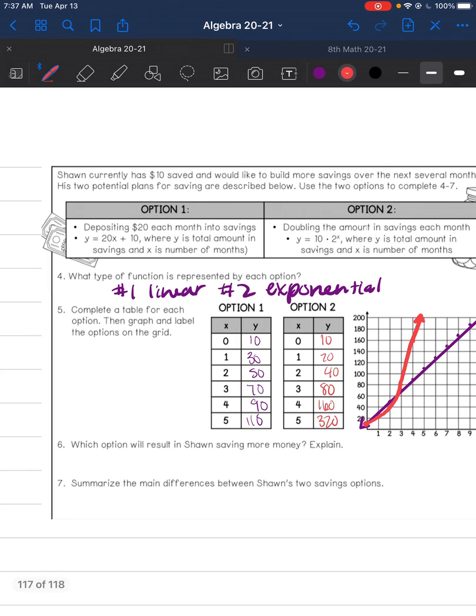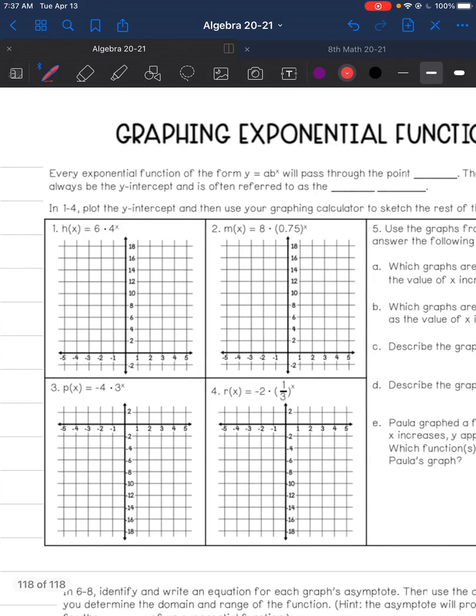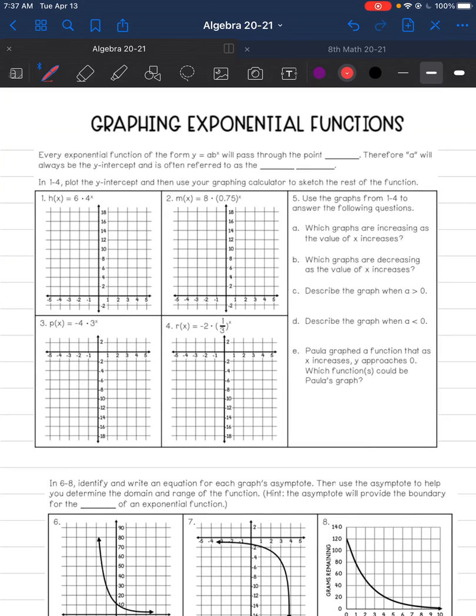So which option will result in Sean saving more money? That would be option 2 after month 3. And then if you want to talk about the differences. But let's go ahead and talk about graphing exponential functions. So this is where it gets kind of interesting, but you can always double check yourself by putting them into your calculator and seeing if it matches.